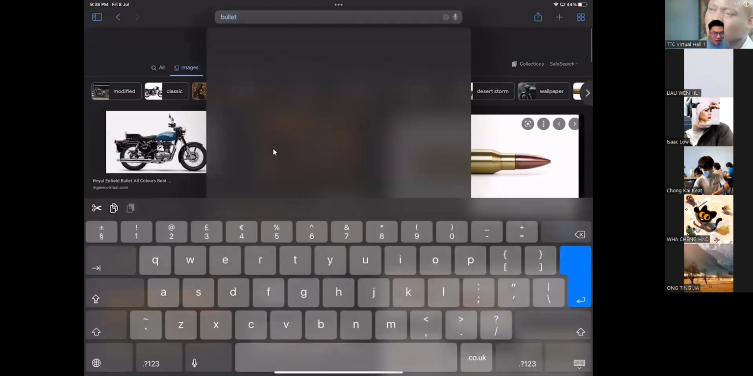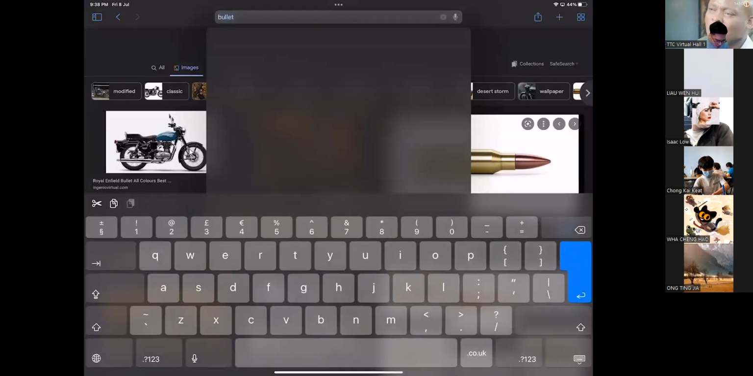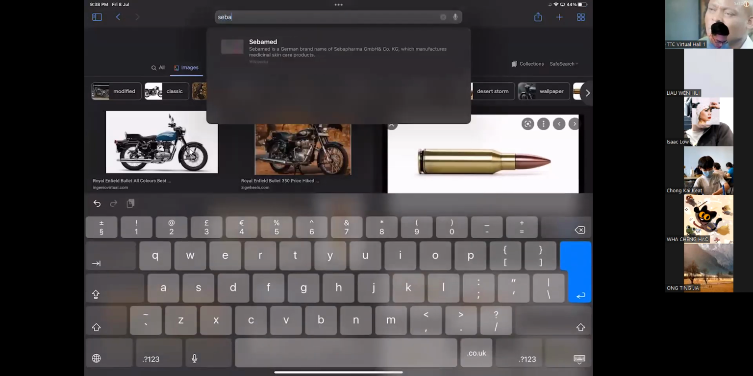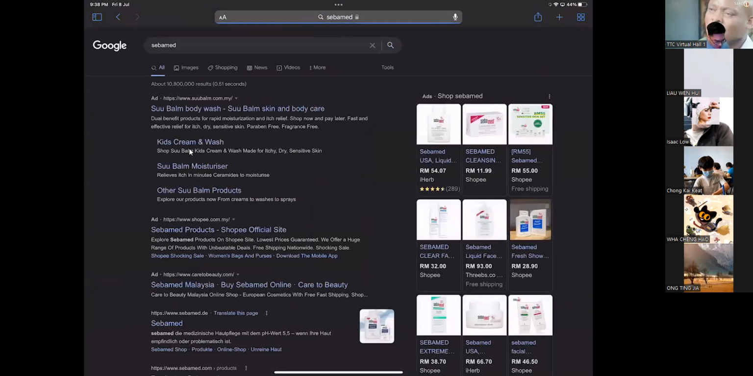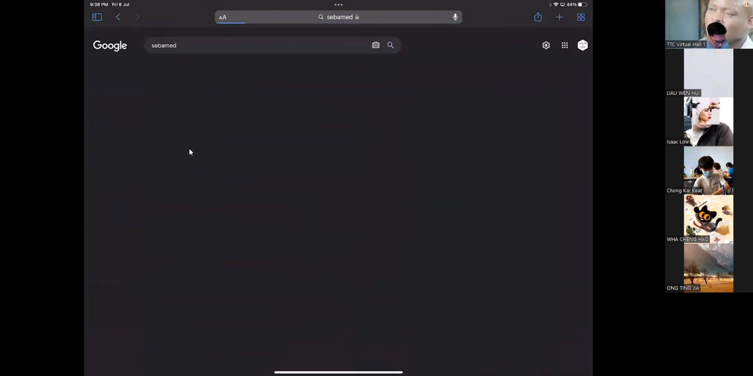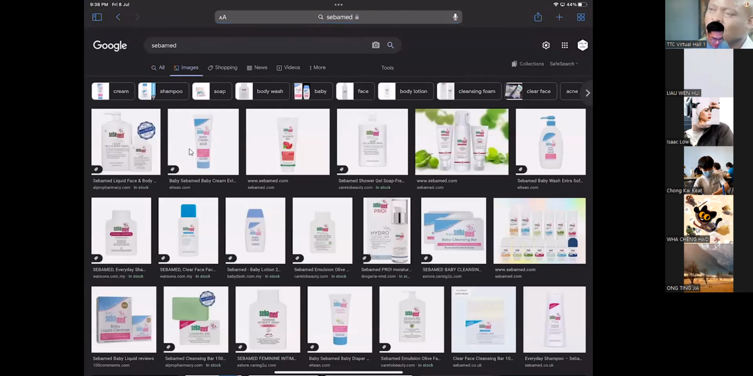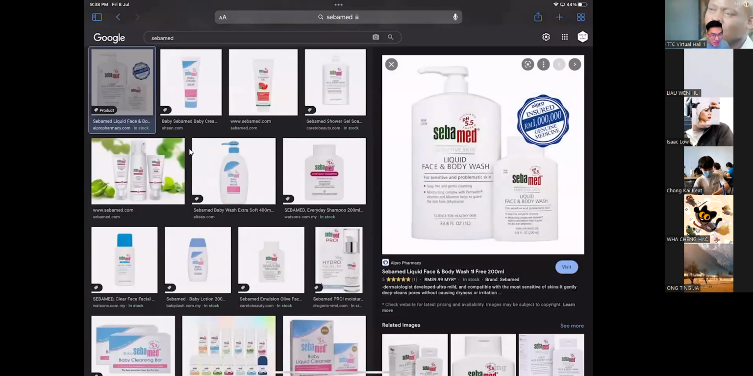If you are very lazy, you might just spend money on something called, have you heard of Sebamed before? I use this as my face cleanser. This thing is a bit pricey, but you see, it's pH 5.5, good for your skin.